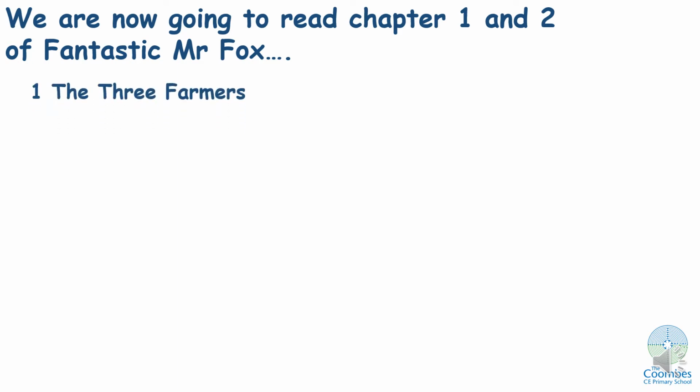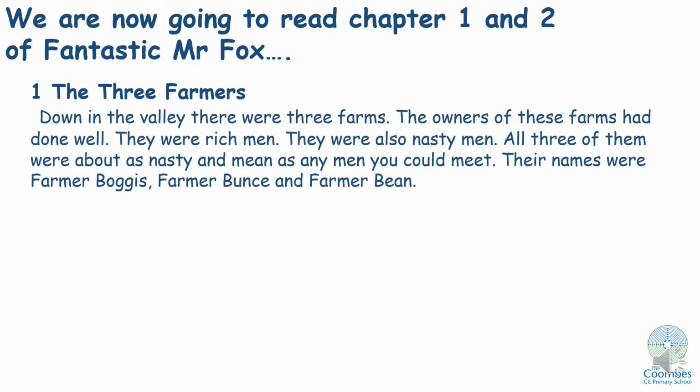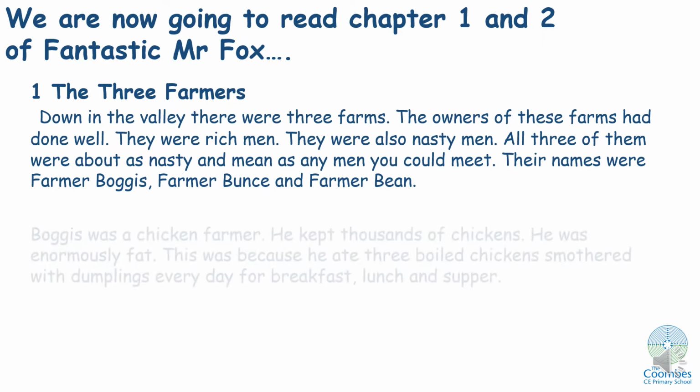Chapter 1, The 3 Farmers. Down in the valley there were 3 farms. The owners of these farms had done well. They were rich men. They were also nasty men. All 3 of them were about as nasty and mean as any men you could meet. Their names were Farmer Buggis, Farmer Bunce and Farmer Bean.